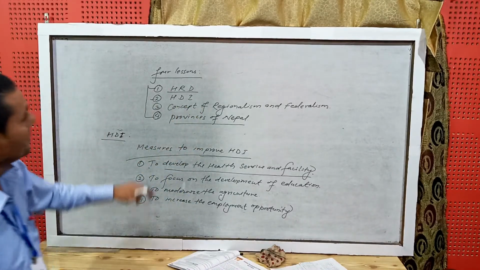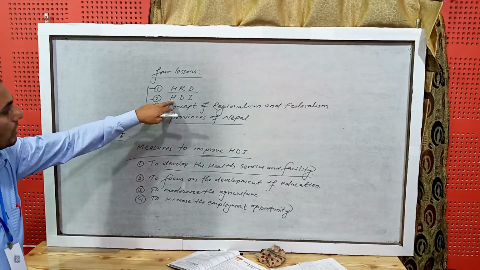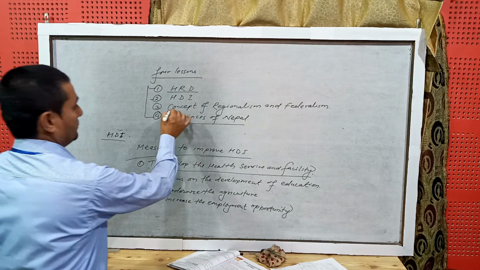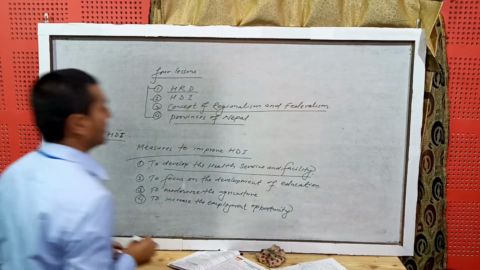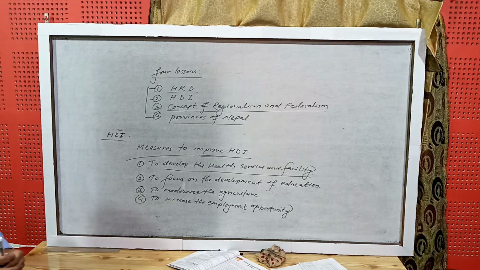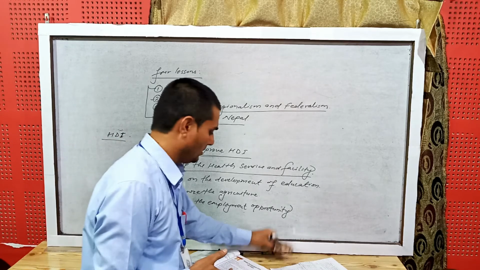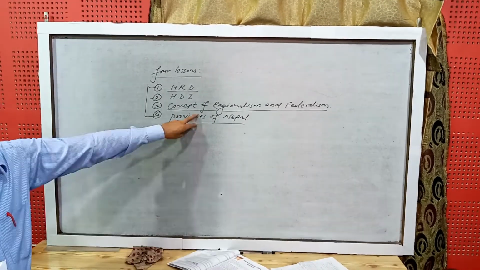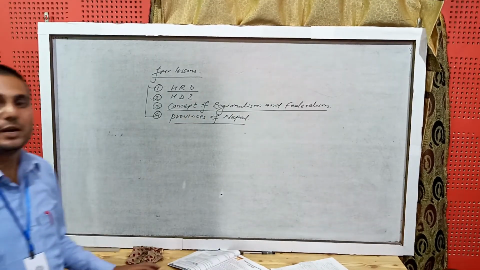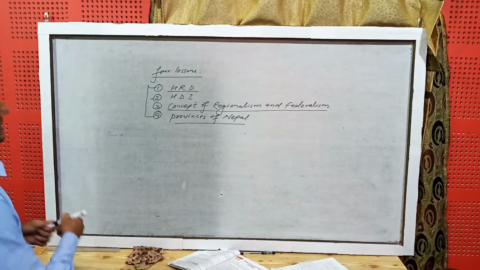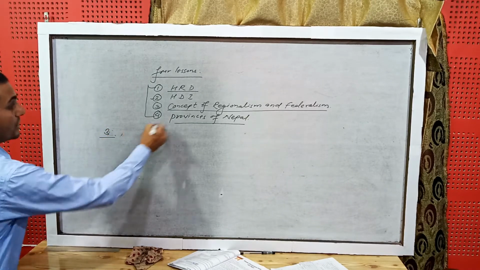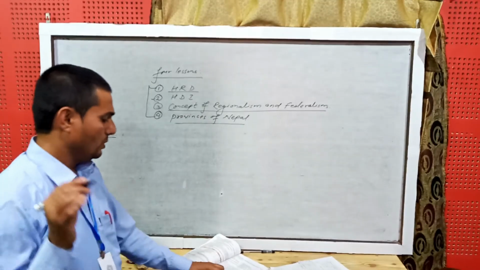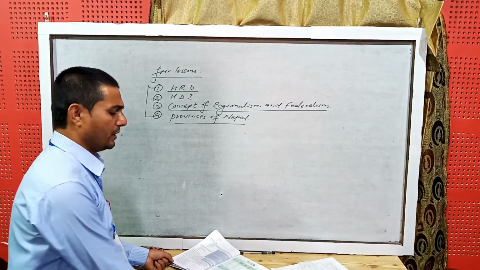Well, students, we talked about HDI, and now we are on the next topic. It's a very short topic: concept of regionalism and federalism. Dear students, now we are in the third chapter, that is, the concept of regionalism and federalism. What is meant by regionalism?